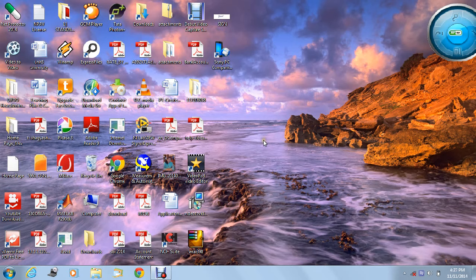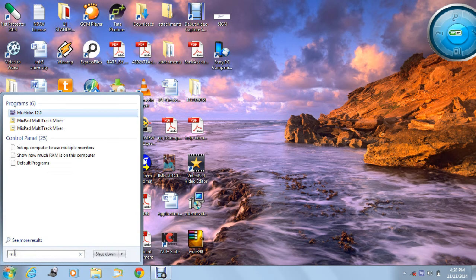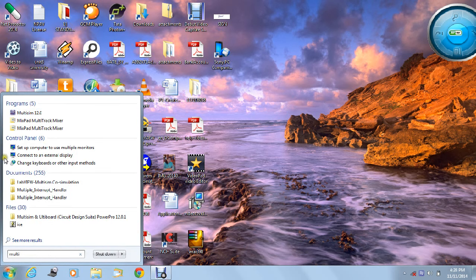For IUCEE project Gentle Phase 2, on the topic Simulation of Series Resonance Circuit in Multisim platform. So first go to start, type here Multisim.